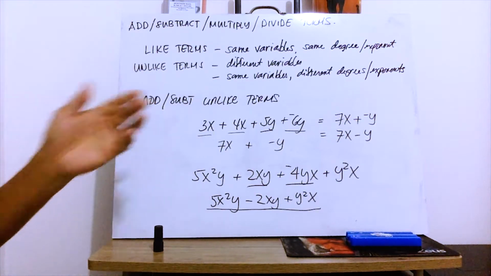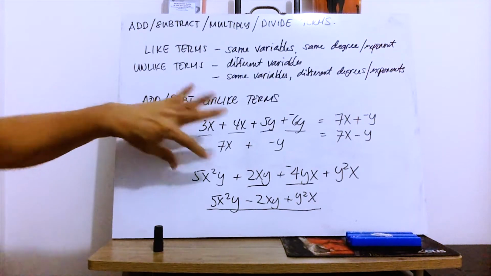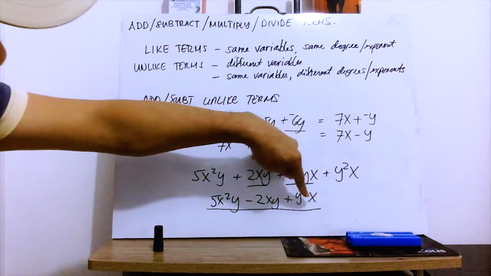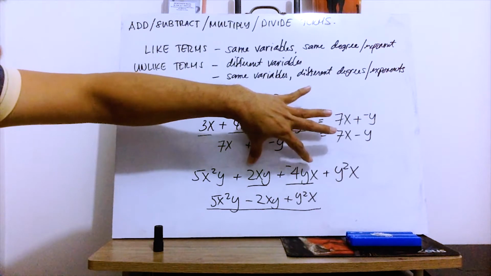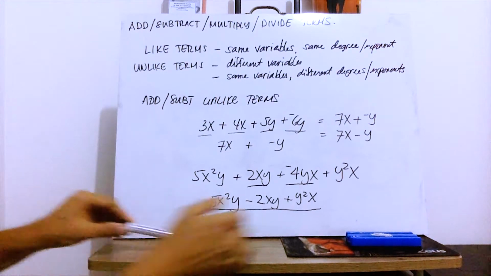Remember, if you cannot combine like terms, might as well copy all the terms. Okay, I copy this, I copy that, then I simplify these two terms because they are like terms. Very easy. All right, there.